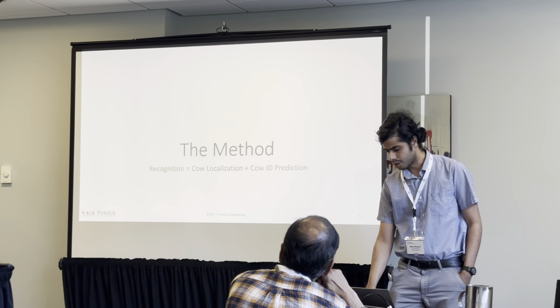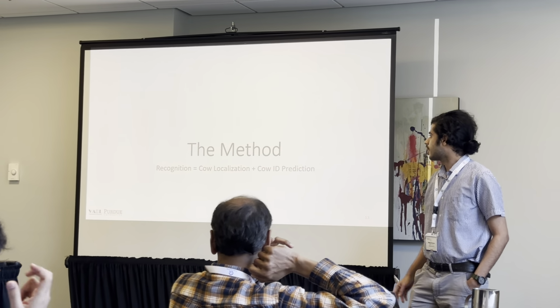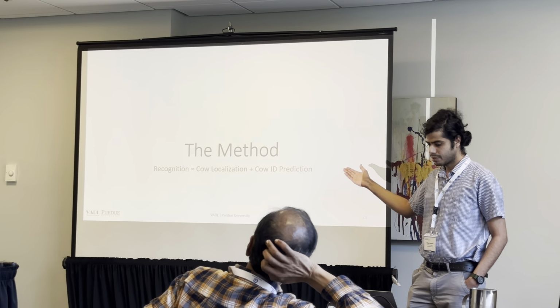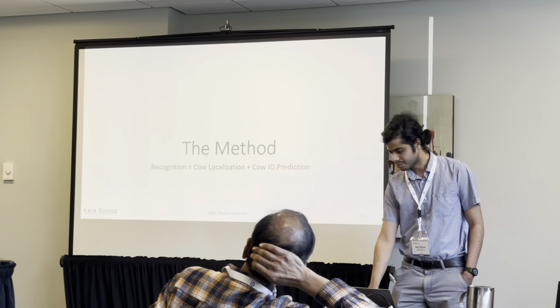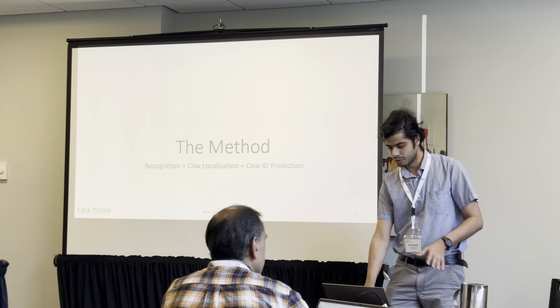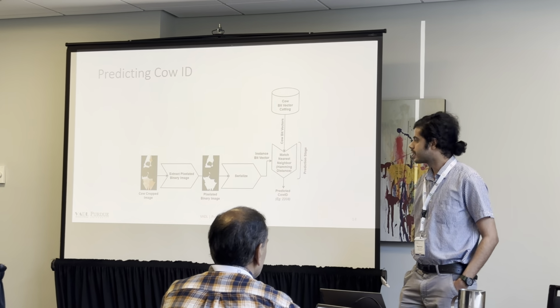And now I'll talk about a method. Cow recognition is localization plus cow ID prediction. We divide the recognition into these two parts. So how do we predict the cow ID?